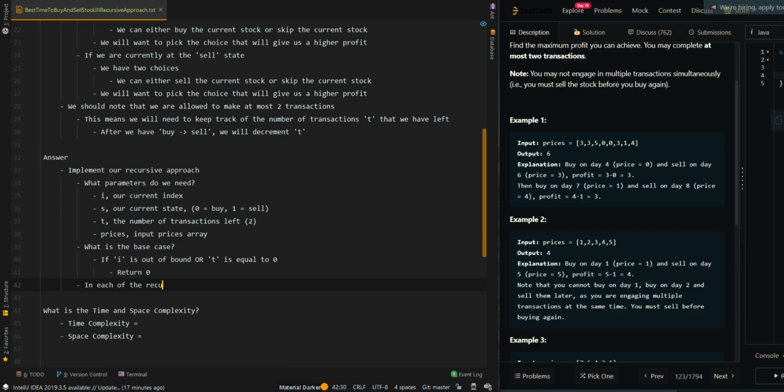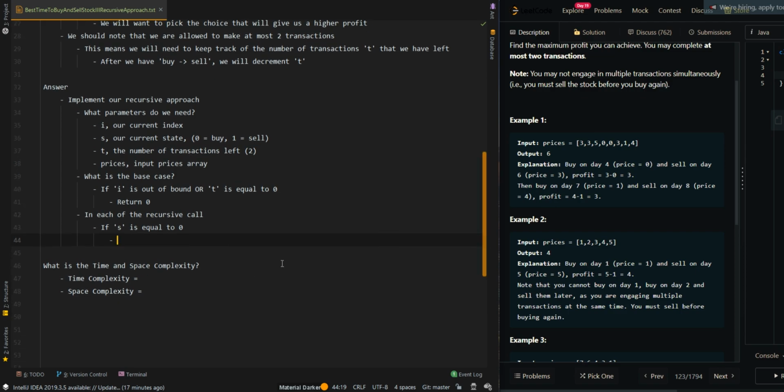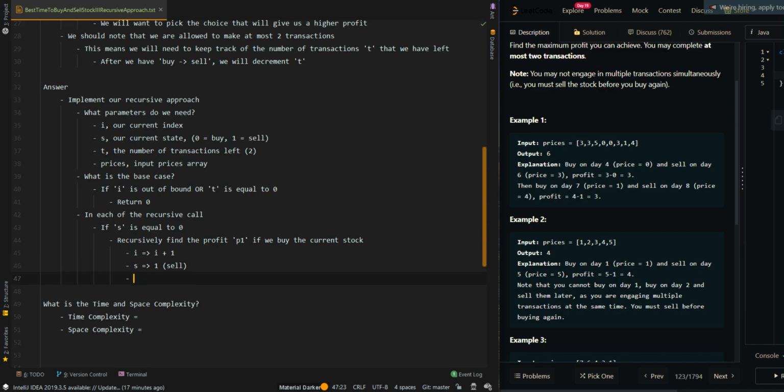Then in each recursive call, if S is equal to 0, we are allowed to buy the current stock or just skip the current stock. We're going to recursively find the profit P1 if we buy the current stock. If we buy the current stock, our index goes to I plus 1, and our state turns to 1. This is our sell state because we have bought the current stock, so our next state is sell. Our transaction count stays the same.